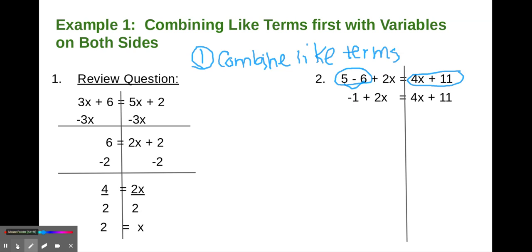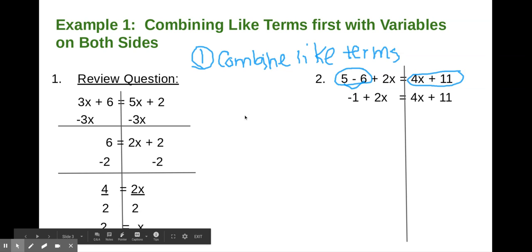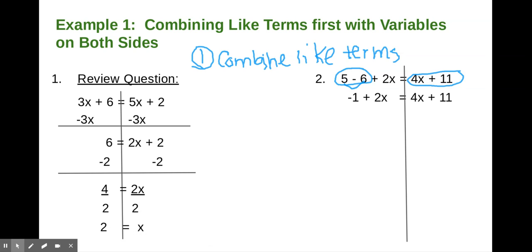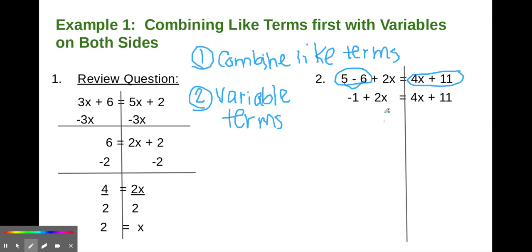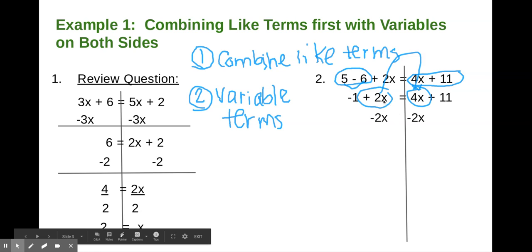And now I can take the baby bear to the mama bear. That's our next step. Our next step is to combine your variable terms. Okay, so step 2 is to combine your variable terms. Okay, now if you look at this, and we already talked about this in the first slide here, I have a positive 2x and I have a positive 4x. Look at your coefficients. The 2 is smaller than the 4. So I'm going to take my 2x over to the 4x. So in order to do that, I am subtracting 2x from both sides.